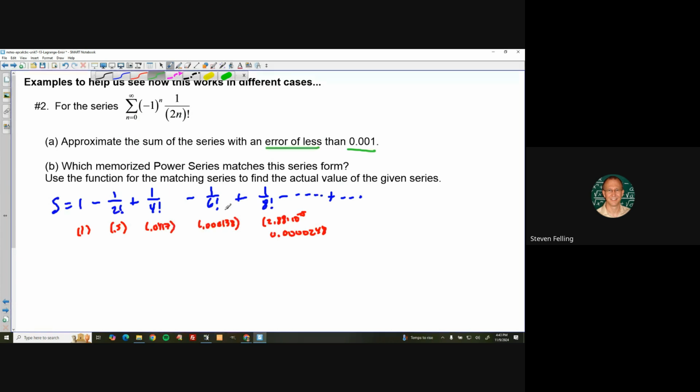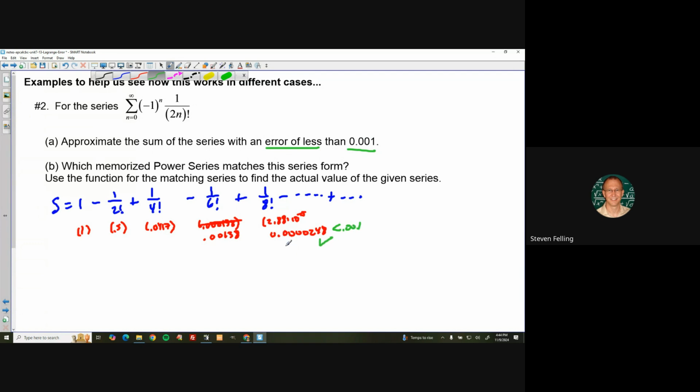Okay, so now if our goal is to have an error less than 0.001, let's see, sorry, I think I had one extra 0 on this one. This is 0.00138. So this one is not yet below the goal. 0.0013 is not below 0.001. But 0.0000248 is less than 0.001, so we've met the goal.